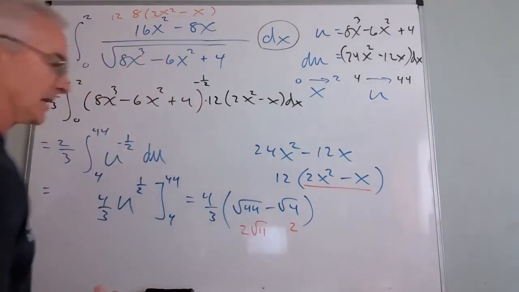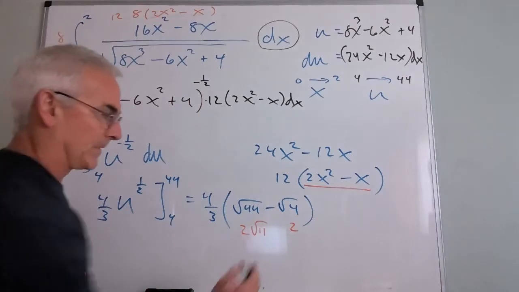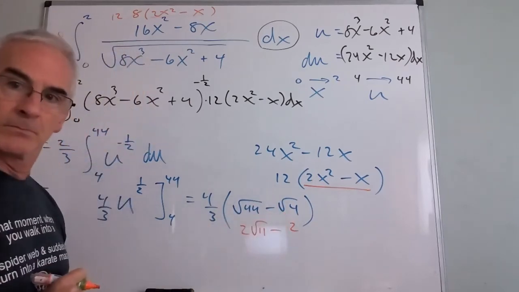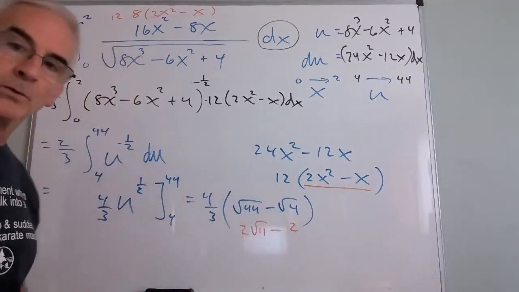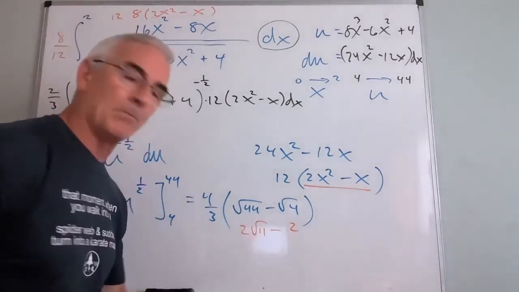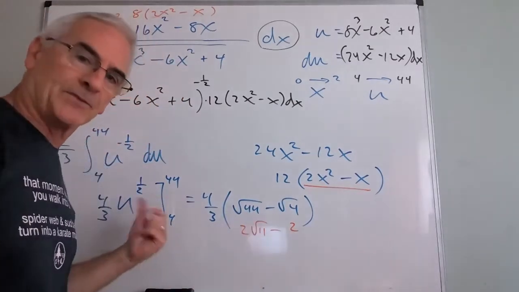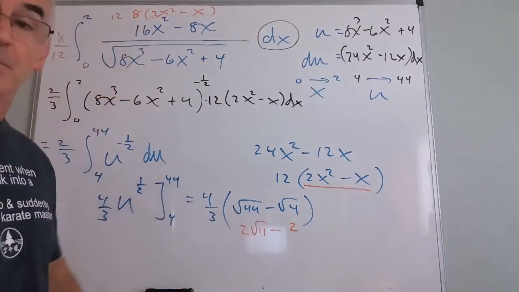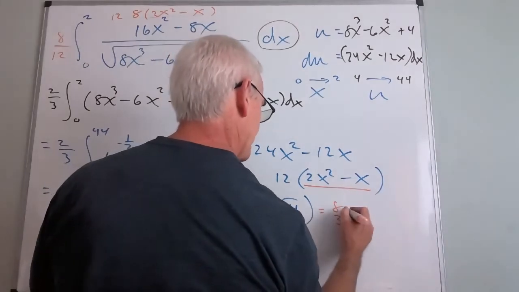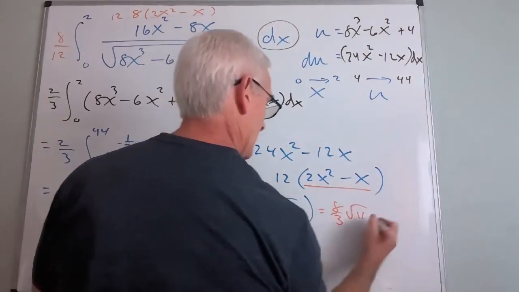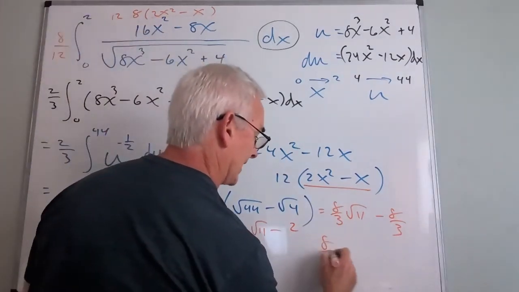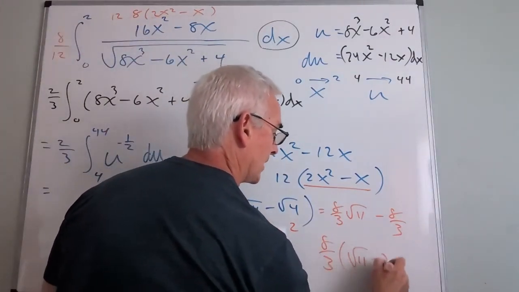I like that because now you have two choices. Either distribute the 4/3 or factor out the 2. Both would be perfectly good choices, because I have a 2 on both of these. It actually doesn't make any difference. So if I distribute, then my answer is 8/3 root 11 minus 8/3. If I choose to factor out the 2, then my answer is 8/3 times root 11 minus 2.